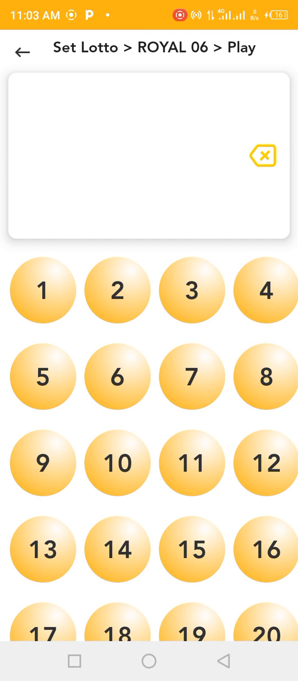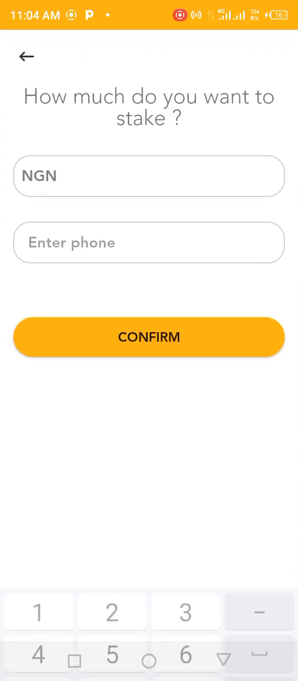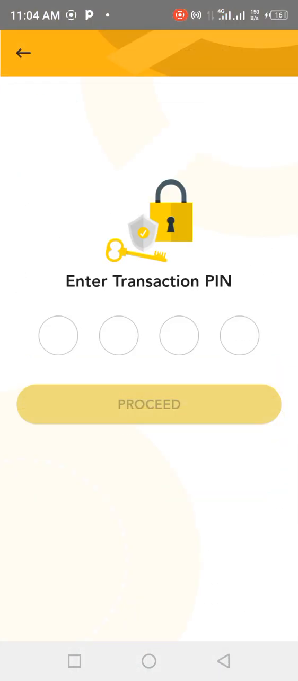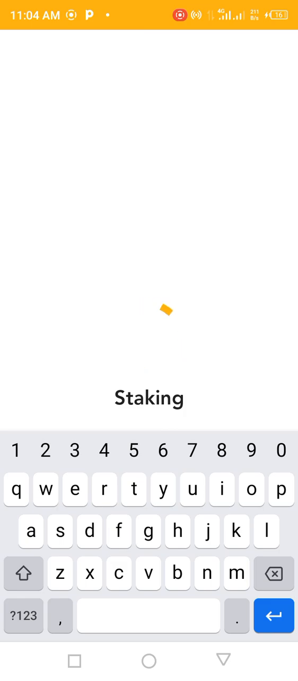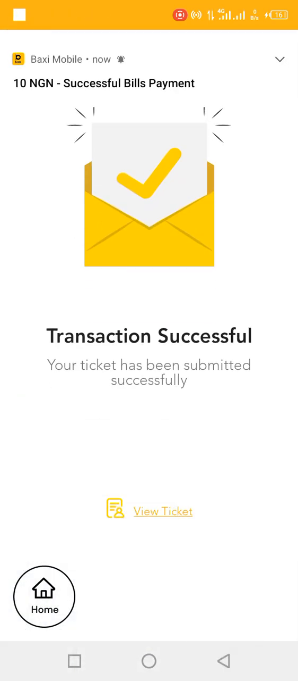So if my number is six, I'll pick six, then I'll stake an amount. I'll put my amount, supposing I'm using 10 naira, and I'll put my telephone number, and then I will confirm. I'll stake now to request my PIN. Proceed. I'm staking 10 naira on 6 under Royal. You see, it's going. You'll be patient until it is successful. All right, so initiate now. Correct. You can see that I have successfully played that on my wallet.